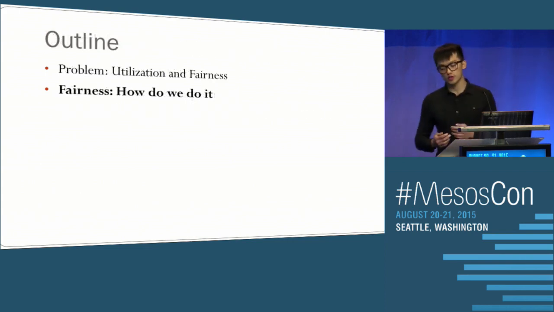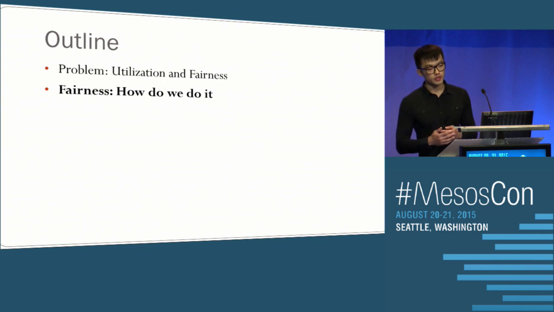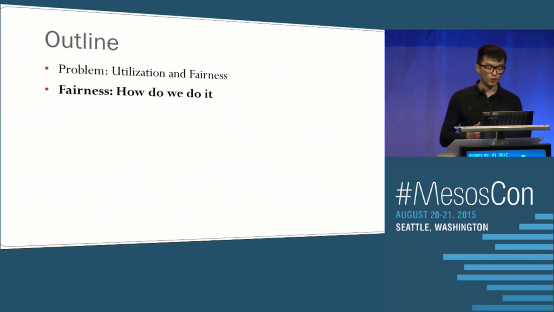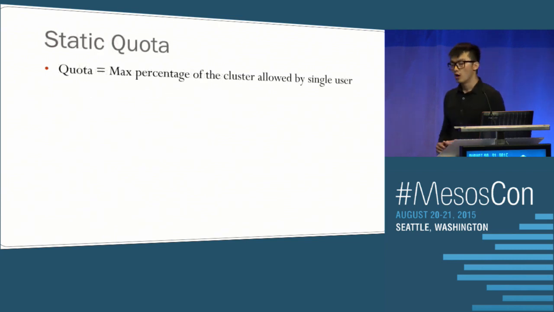Okay. So far we talk about what's the problem we're facing and what kind of fairness we really need. Now let's talk about how do we do it? How do we implement fairness? Well, the simplest approach we can think of is to use a quota. Quota is essentially the max percentage of a cluster we allow a single user to use at any moment in time.